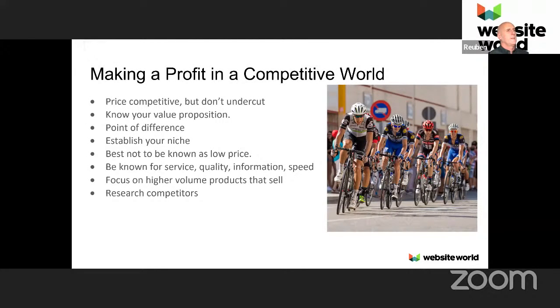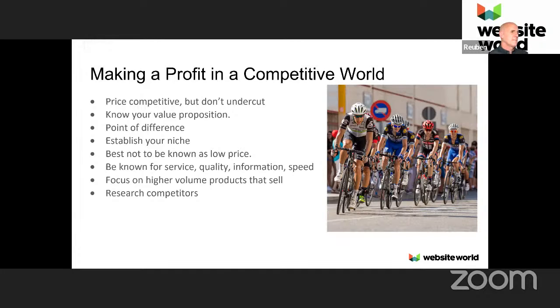And how do we make a profit in a competitive world? We want to be price competitive. We want to meet the market expectations for price, but we don't want to undercut. If we undercut too much, then our competitors will undercut, and then we all drive ourselves down to the bottom dollar. So we want fair pricing, but we want a value proposition. We want a point of difference, and we need to establish our niche. We need to be able to tell our customers what is special about us and why they should buy from us, rather than just trying to discount. Because discounting isn't always the best approach for longevity in business, for sustainability, and to make good profits.